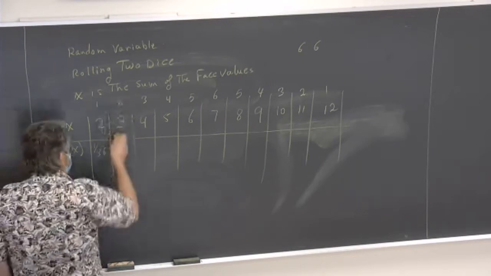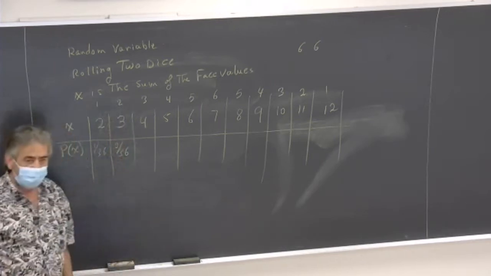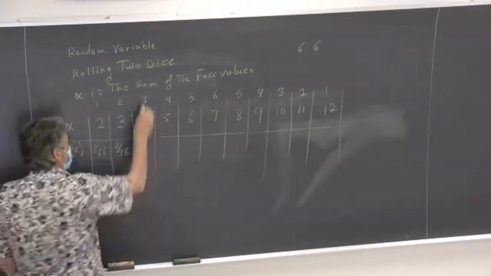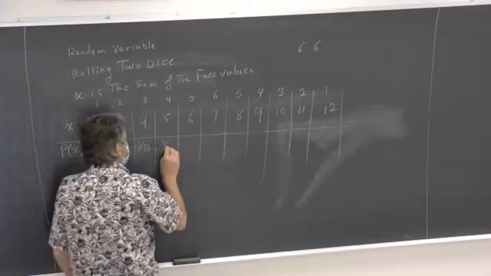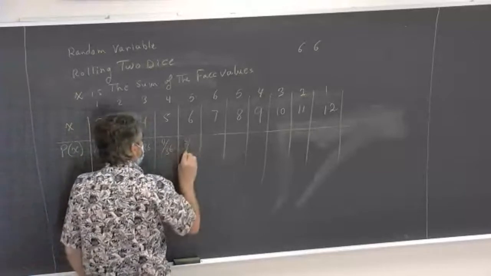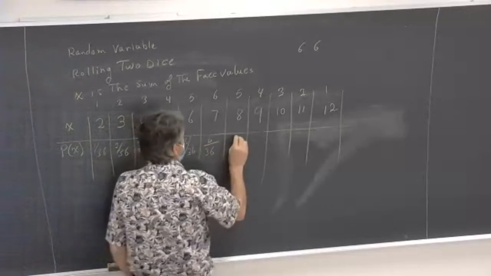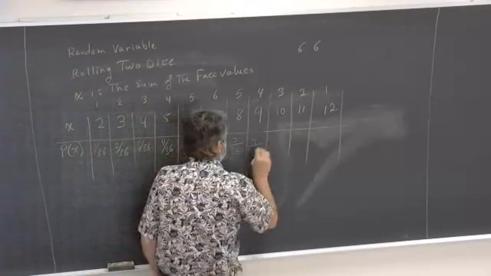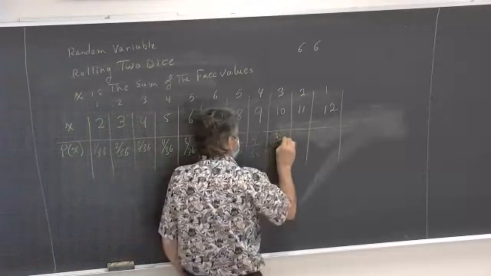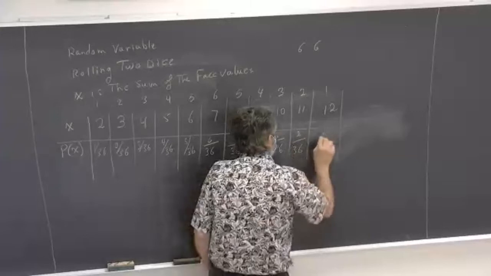How about this one? 2 over 36. Yeah? How about this one? 3 over 36, 4 over 36, 5 over 36, 6 over 36, and then 5 over 36 again, 4, 3, 2, 1.